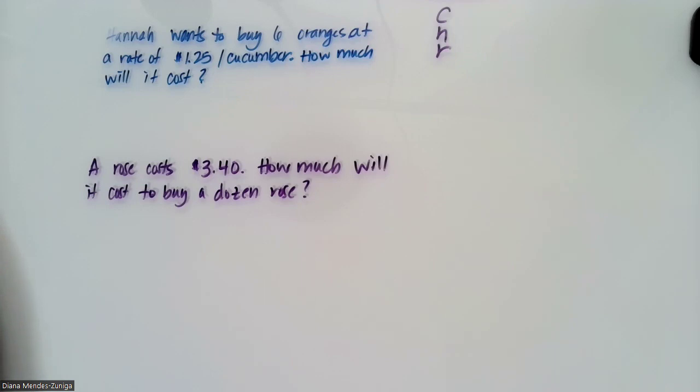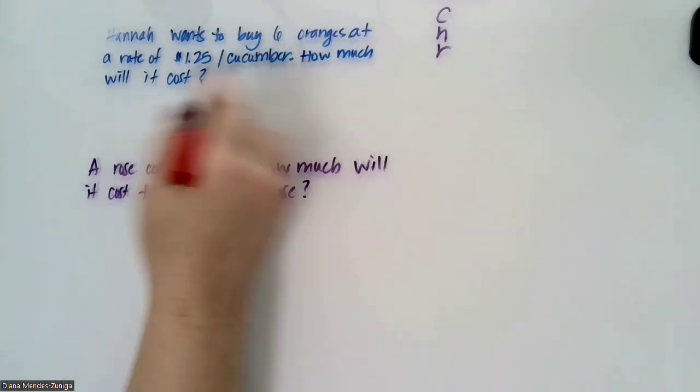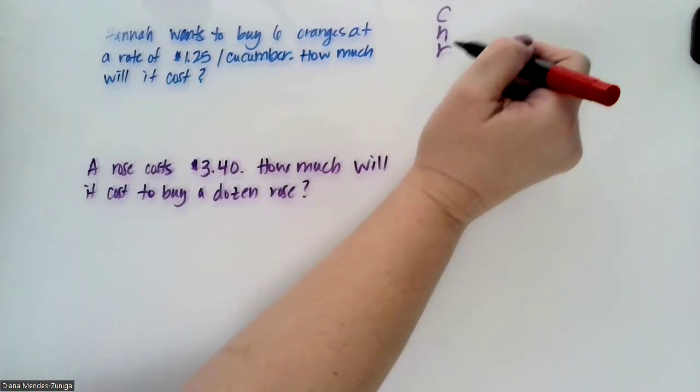Okay, let's continue our conversation about cost, number of units, and rate. This is going to be the same thing, but in a different format. Just like we changed the distance, rate, time formula, we're going to do the same thing here. So now we're going to change what we have out of the C, N, and R.